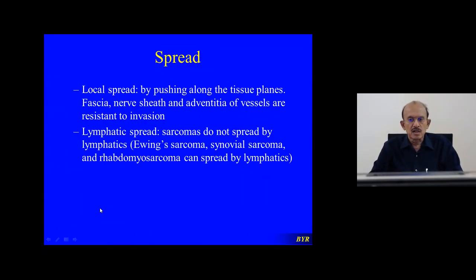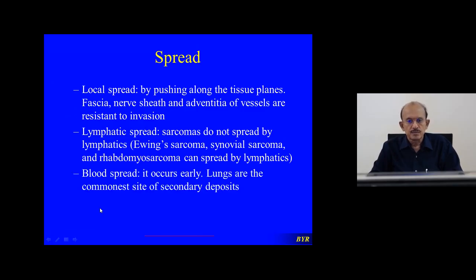Lymphatic spread: sarcomas do not spread by lymphatics. Ewing sarcoma, synovial sarcoma, and rhabdomyosarcoma can spread by lymphatics. But all the other sarcomas spread only by blood spread. Blood spread occurs early. Lungs are the commonest site of secondary deposits.